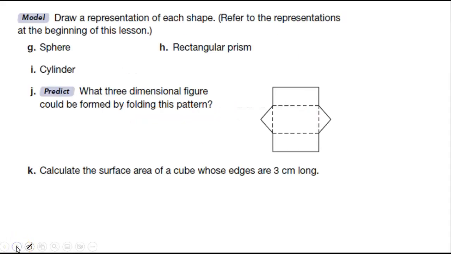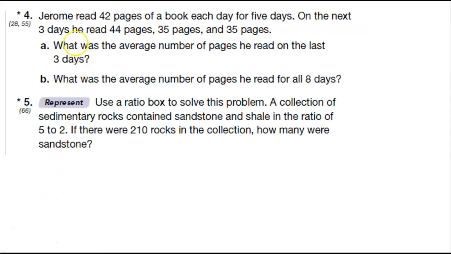So that's the practice set. I did that in a different video. And here are the starred problems. Jerome read 42 pages of a book every day, each day, for 5 days. On the next 3 days, he read 44 pages, 35 pages, and 35 pages.